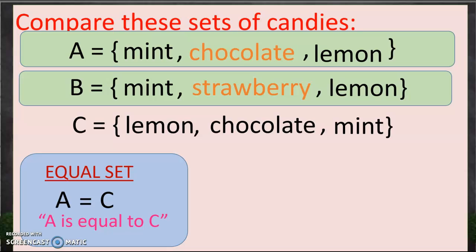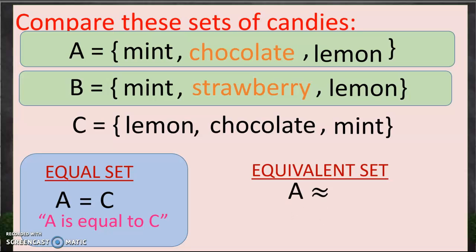So, if they have the same number of elements, but they don't have the same elements, they are equivalent sets. So, in symbol, set A is equivalent, this is the symbol for equivalent, to set B. This is how you read it: set A is equivalent to set B.